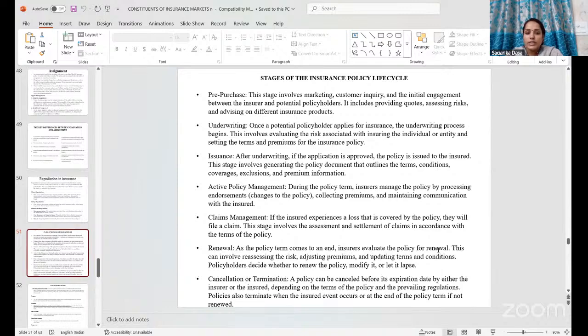These are the various stages that are included in the insurance policy life cycle, whether it is life insurance or general insurance. The stages are common, but the conditions or the treatment is a little bit different. These are the stages of life insurance policies.